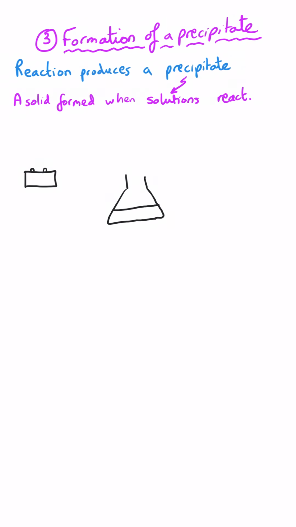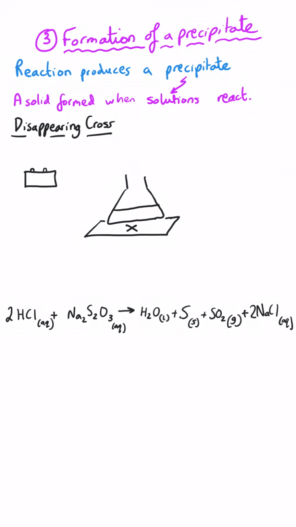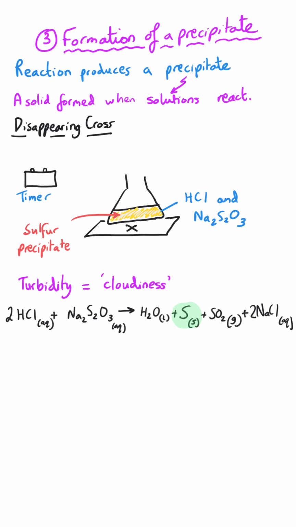Now, a precipitate is a solid that forms during a reaction involving solutions, and a great example of this is the disappearing cross experiment. That's where hydrochloric acid reacts with sodium thiosulfate, and we get a cloudy white precipitate of sulfur, bordering on yellow. What we're doing here is measuring the turbidity of the solution, in other words, the cloudiness. And once the turbidity is such that we can no longer see the cross when we look down through the conical flask or look through a boiling tube, then we stop our timer.